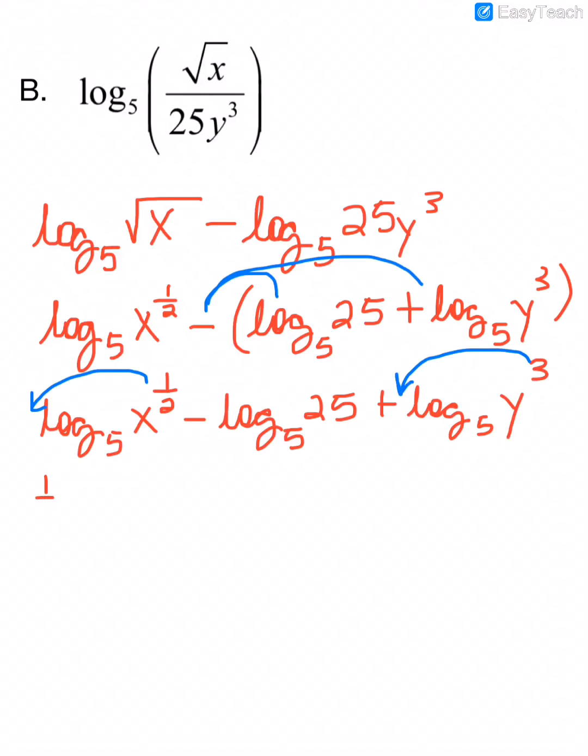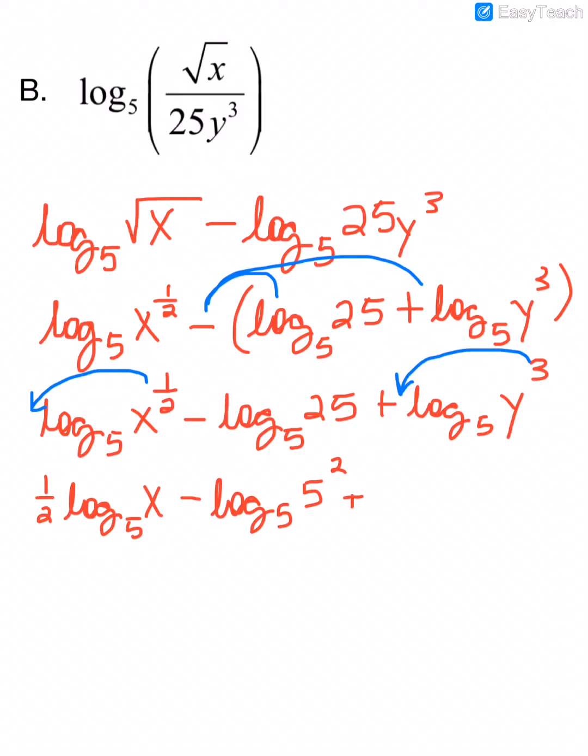So I have 1/2 log base 5 of x minus log. Now, remember, anytime we can simplify a logarithm, we need to do so. So anytime our argument can be rewritten as the base to some power, we need to do that. Just like we did the 100, we were trying to get it to be the base of 10, and so we rewrote it as 10 squared. Well, it's the same thing. Now our base is 5, and we can rewrite 25 as 5 squared.